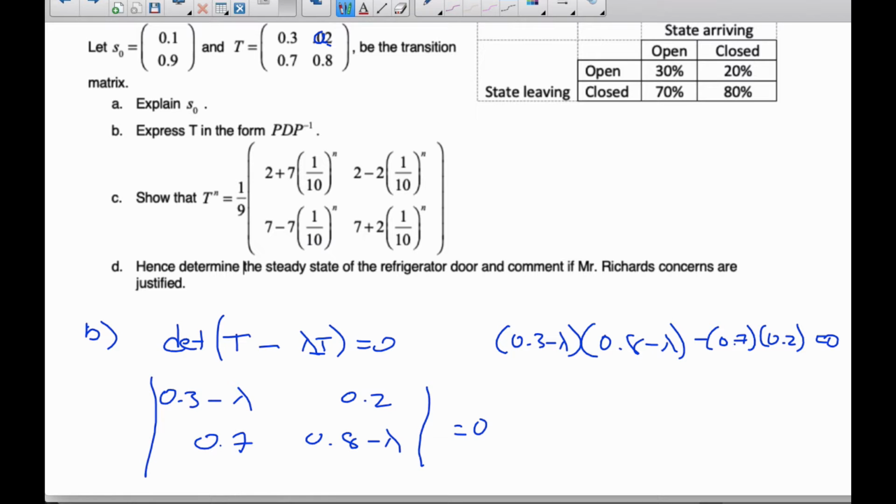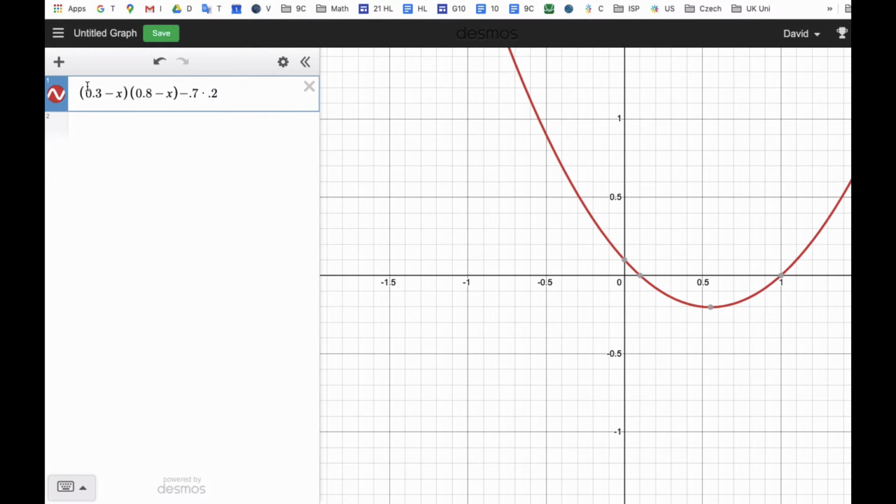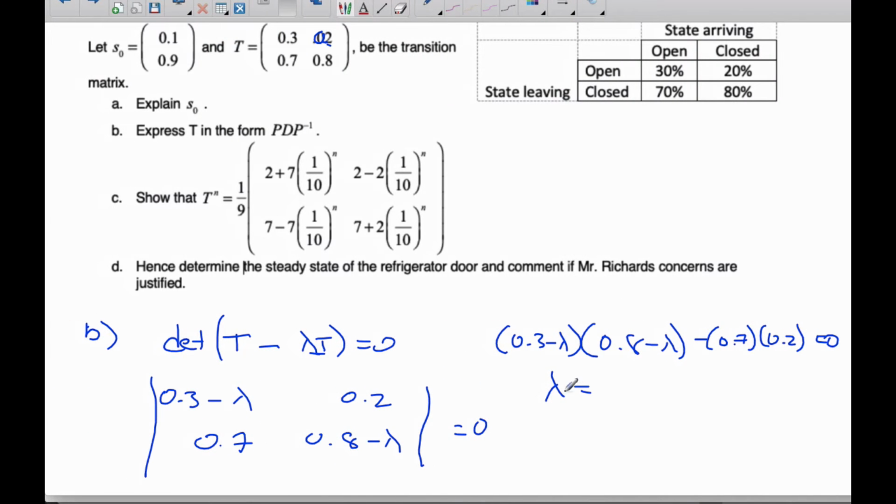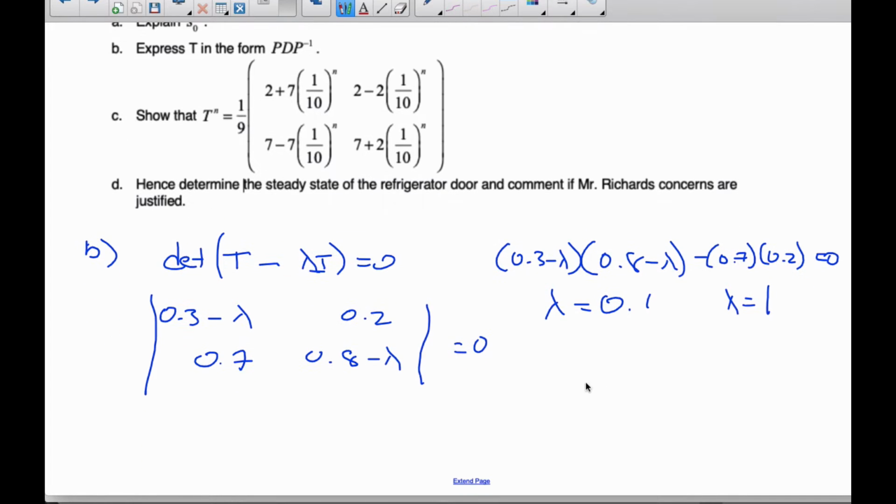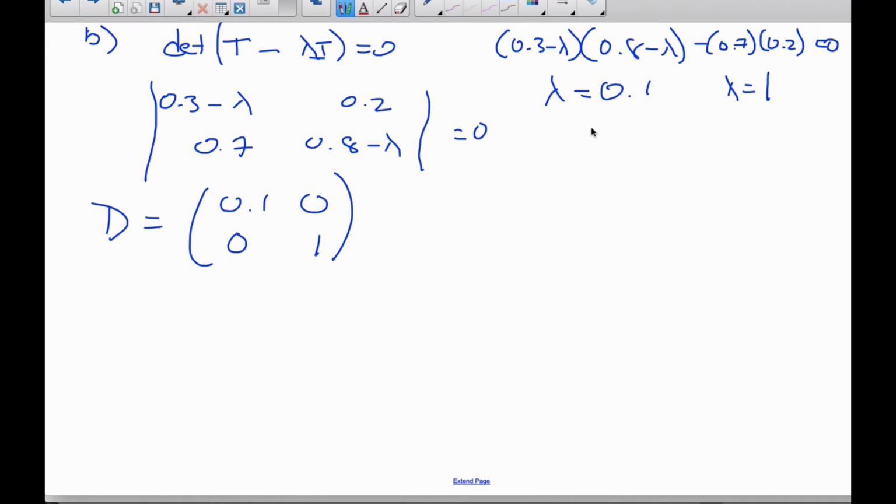Doing this algebraically will be quite a mess, so I'm just going to grab my calculator and graph it. I type it in, find my x-intercepts, and I get 0.1 and 1 as my eigenvalues. And so lambda 1 is 0.1, and the other lambda is 1. So these are my two eigenvalues, and so I now know that D is equal to 0.1, 0, 0, and 1. To find my P, I have to find the corresponding eigenvectors.